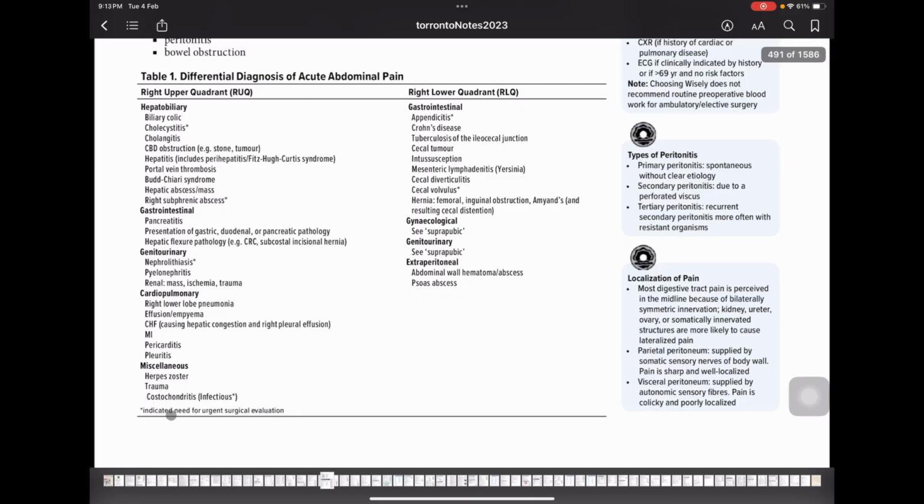Urgent need for surgical intervention. What is that? Right subphrenic abscess, cholecystitis, and nephrolithiasis. These are three conditions that require urgent surgical intervention.